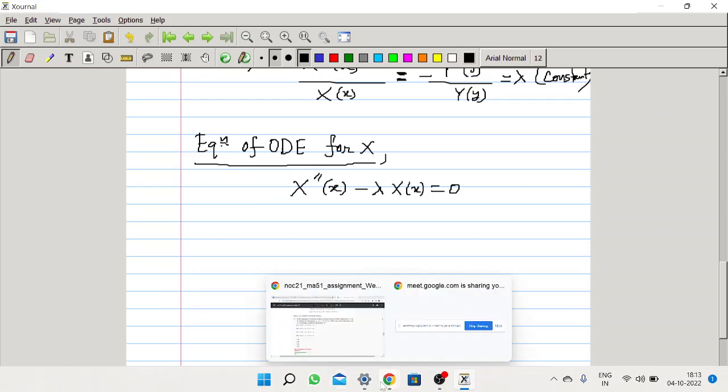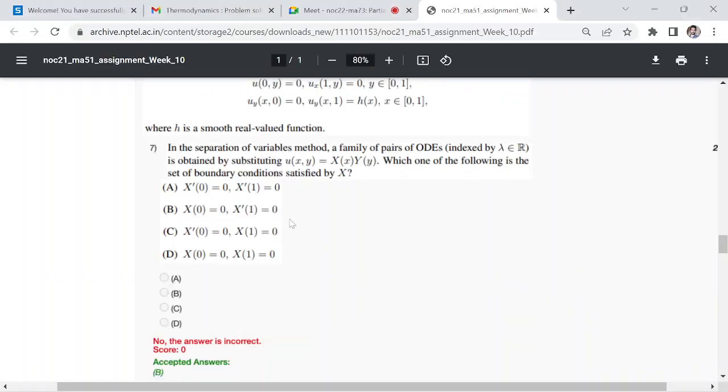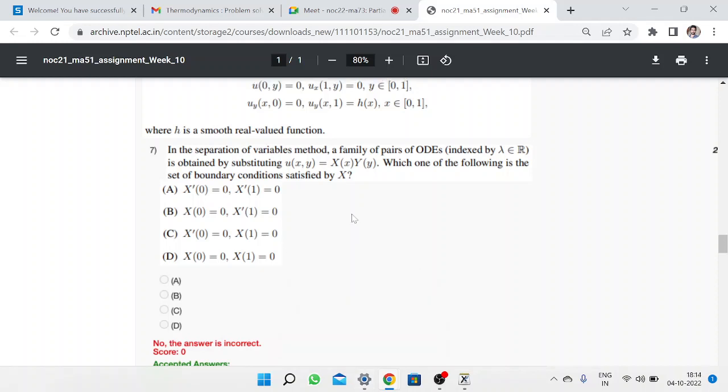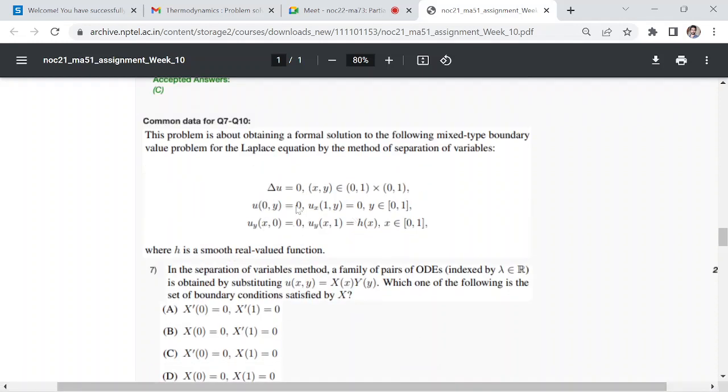The question is: which one of the following is the set of boundary conditions satisfied by capital X? So you have to find the boundary conditions. Boundary conditions are given as u at the point (0, y), and u_x at the point (1, y).